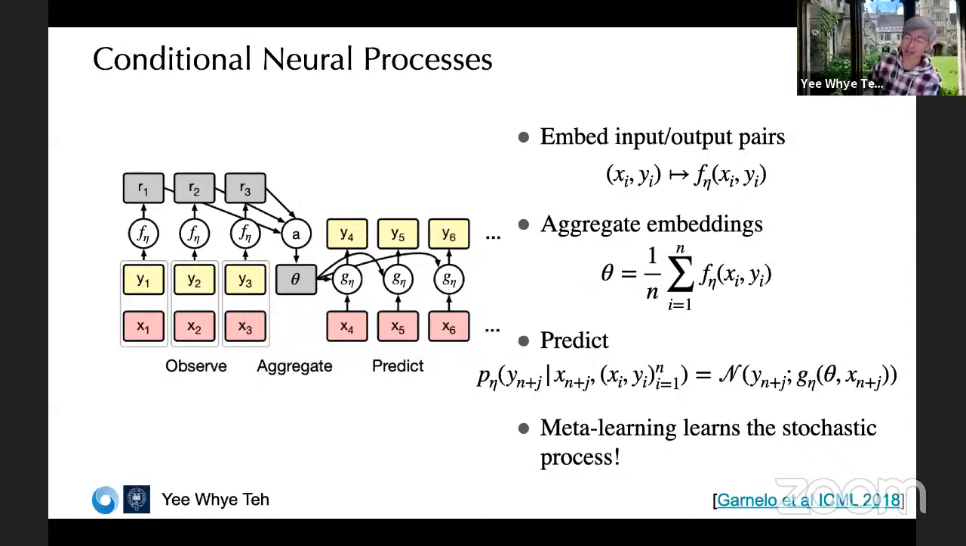And that's why we call this a neural process, in the sense that it's a stochastic process whose conditional distributions are parameterized by a neural network. And it's called conditional because what we are learning are these conditional distributions.